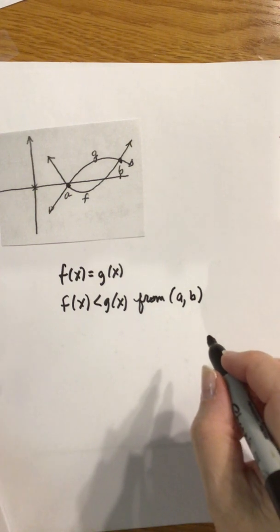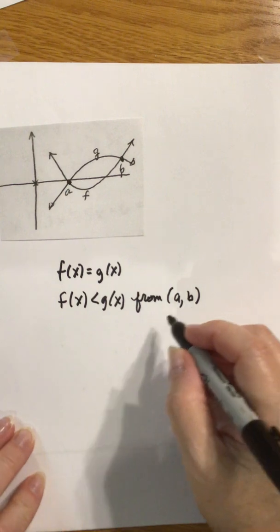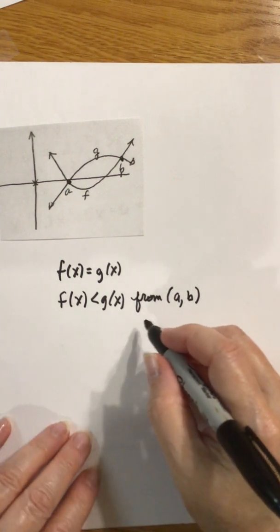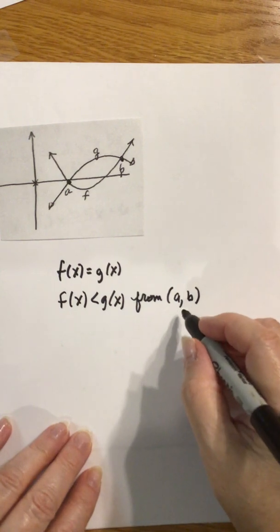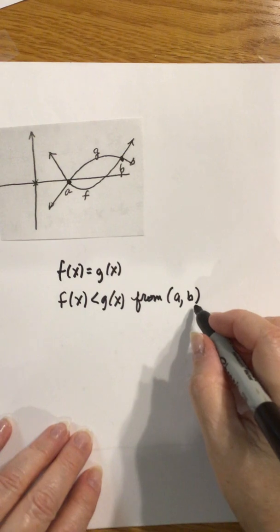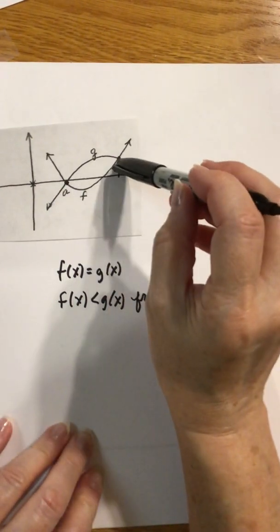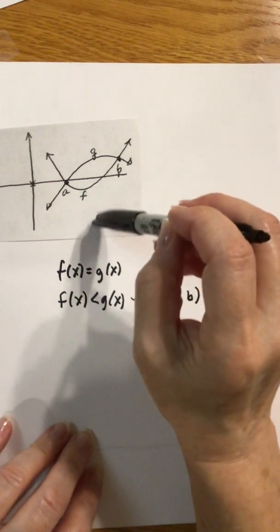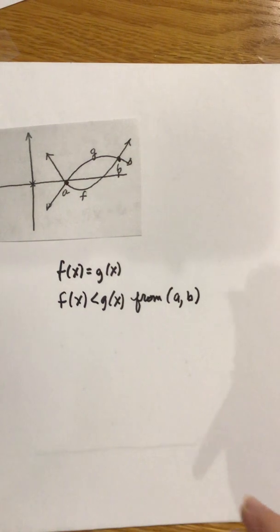Okay, the reason why we use parentheses instead of brackets is because f of x is not less than g of x at a or at b. The brackets would imply a is one of the things that's in the input, and b with brackets would mean it's in the input. But what do we know about a and b? When it's a and b, then f of x and g of x are equal to each other. Okay, let's try another example.